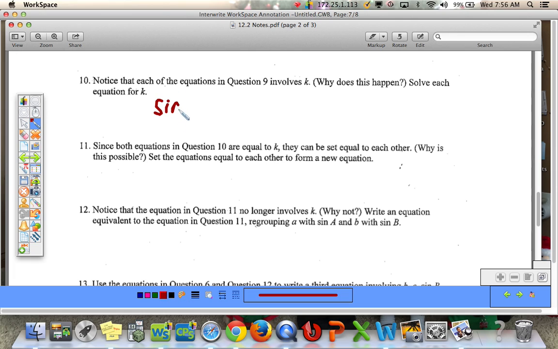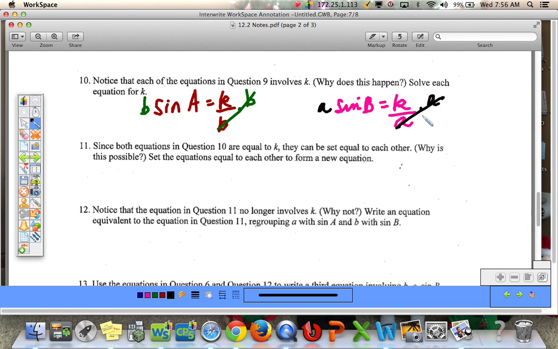Sine of A equals K over B. To get rid of the divided by B, we multiply each side by B. So K equals B sine of A. And the other one we had, sine of B equals K over A. And to get rid of the A, we can multiply each side by A. So times A, times A. All right, so here it is. B sine of A equals K and A sine of B equals K. Since both equations in equation 10 are equal to K, set them equal to each other.